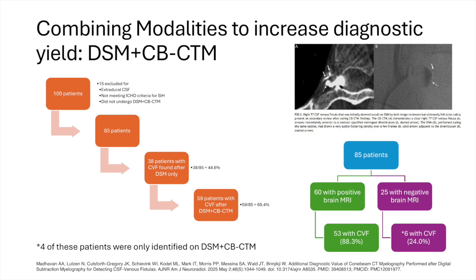And how many of these patients actually had a negative brain MRI? Well, if you took those 85 patients and split them up, 25 of those patients had a negative brain MRI, and 6 were found to have a CSF venous fistula, so about 24%. 4 of those patients were only identified after they had both imaging modalities. So it raises questions about maybe we should be combining these.